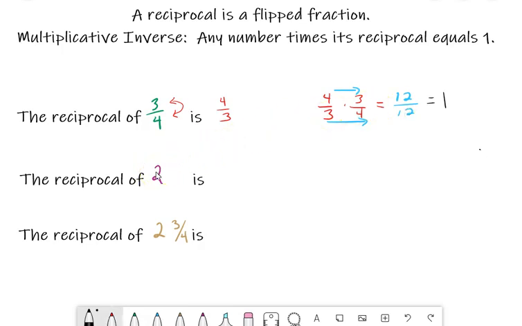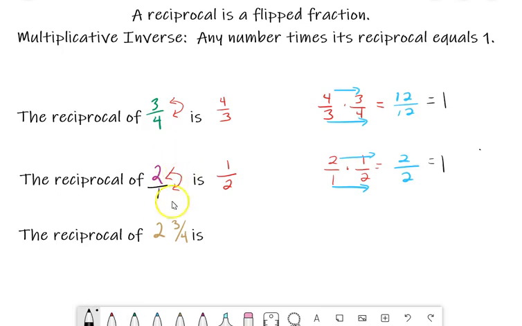Now we don't want to flip a 2 by itself, so we first have to turn it into a fraction by putting it as 2/1. Now we can flip it, and so the 1 goes on top and the 2 goes on bottom. And we can multiply this out, 2/1 times 1/2. So across the top, 2 times 1 is going to be 2. Across the bottom, 1 times 2 is going to be 2. And this is going to equal 1. So that is multiplicative inverse.